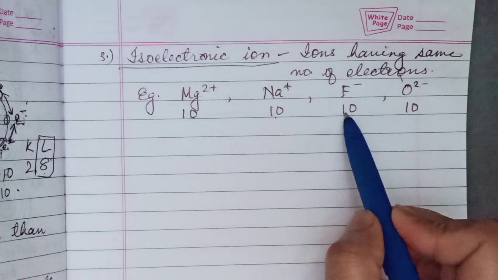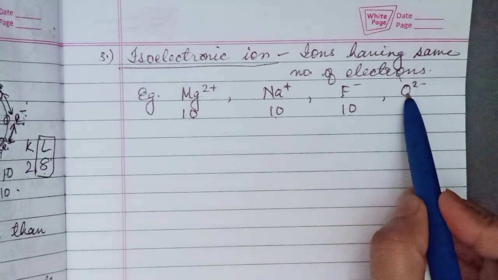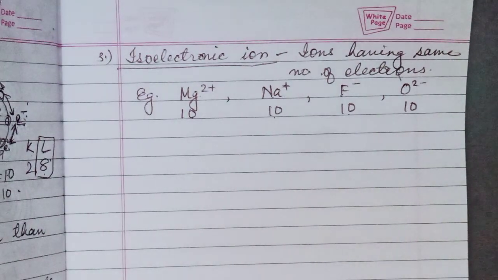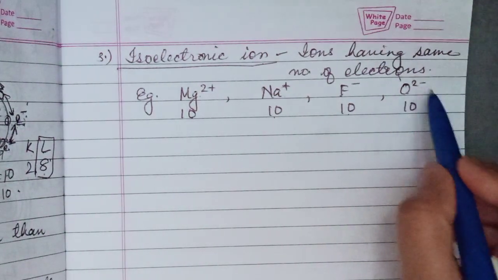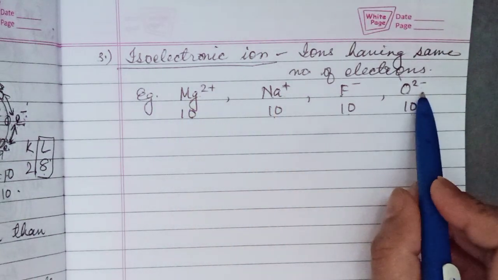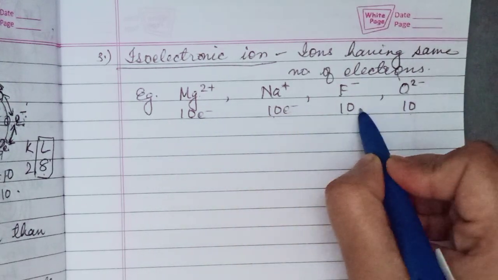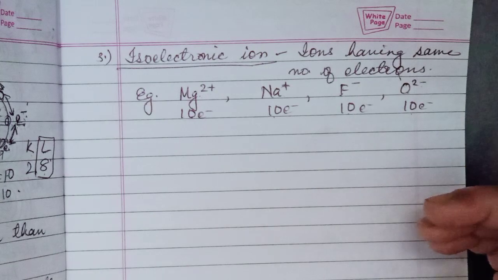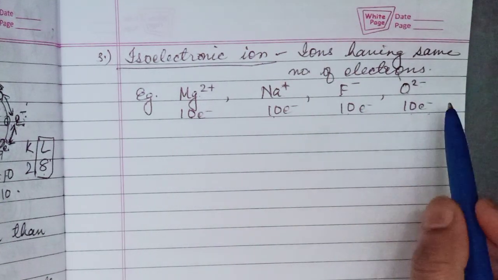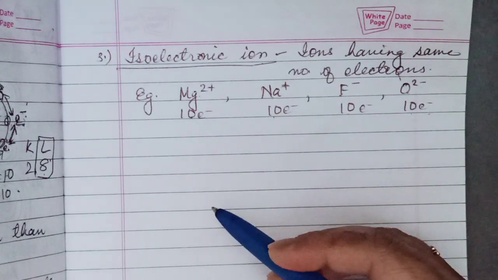Fluorine atom has 9 electrons and fluorine ion has 10. Oxygen atom has 8 and oxygen ion has 10 electrons. That means each of them has 10 electrons in it. So now if they all have the same number of electrons, how will you identify which one is bigger in size and which one is smaller in size?